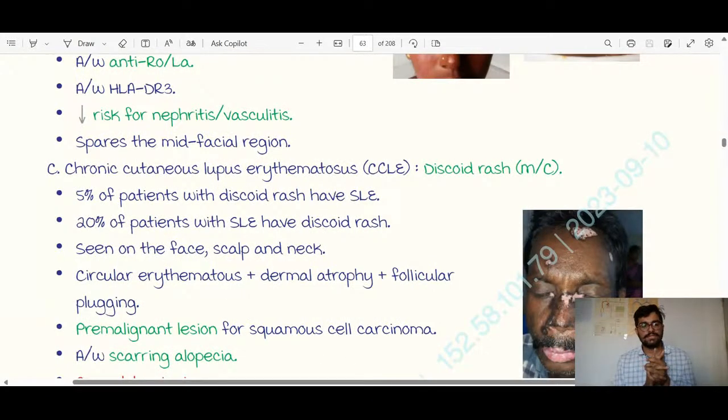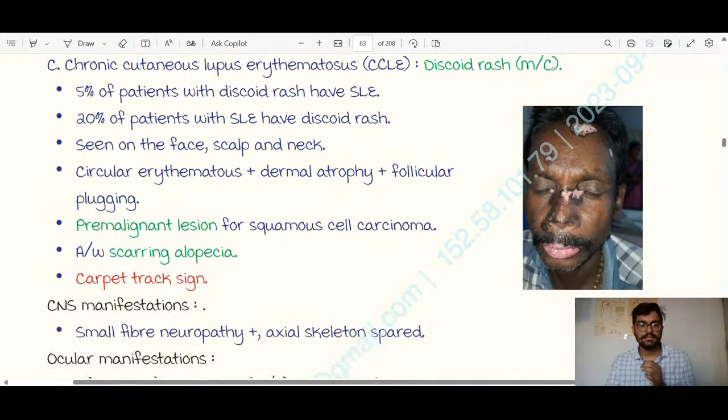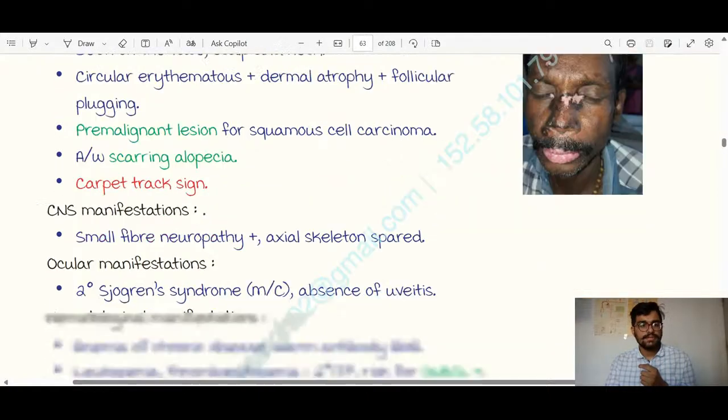5% of patients with the discoid rash have SLE. 20% with SLE have a discoid rash. Seen in the face, scalp, neck. Circular erythema plus dermal atrophy plus follicular plugging. Pre-malignant lesion of squamous cell carcinoma will also be named. Also with scarring alopecia, the carpet tack sign will also be seen in this.